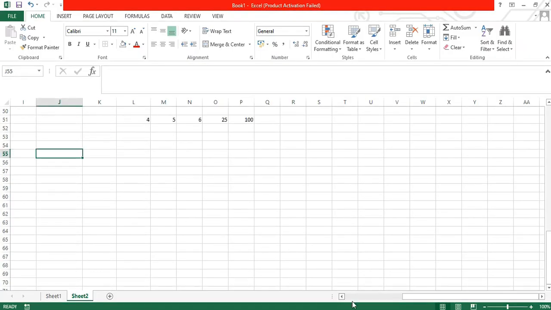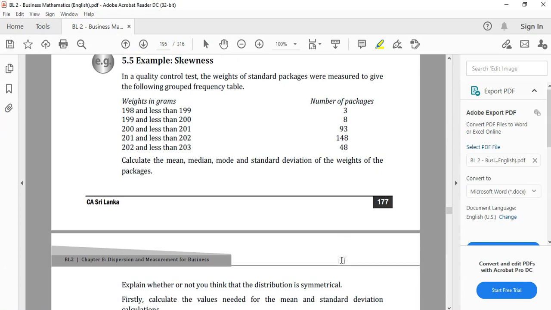So this is how they are given in the exam. In a quality control test, the weights of standard packages were measured to give the following grouped frequency table. Weight in grams: 198 and less than 199, and then 199 and less than 200. So this is continuous data, and they have given the number of items with that weight.